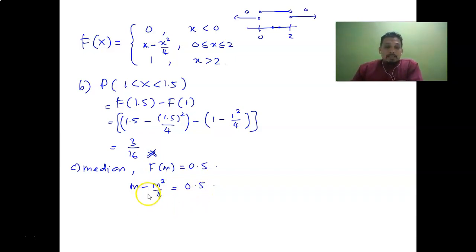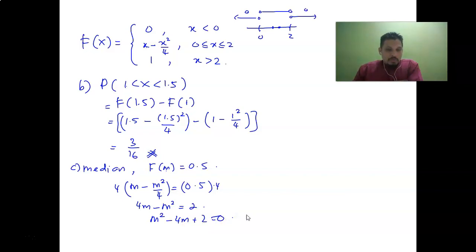Then multiply with 4. So 4 times m, 4m, 4 times negative m squared divided by 4. So 4 divided by 4 equal to 1, m squared equal to 0.5 times 4, then 2. So you come out with m squared minus 4m plus 2 equal to 0.